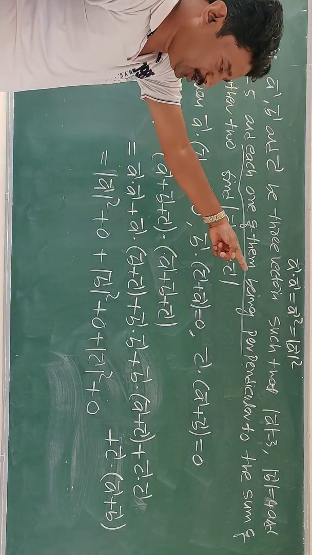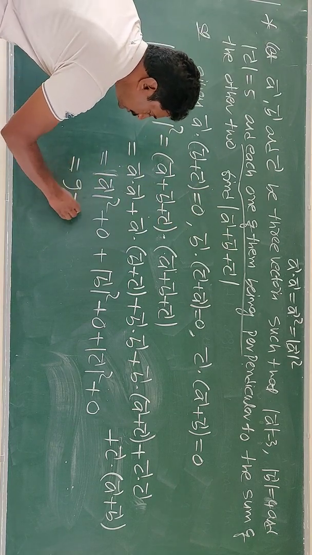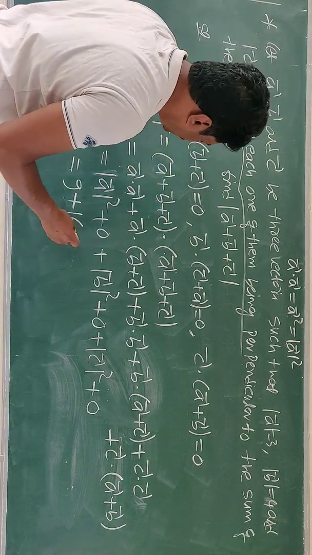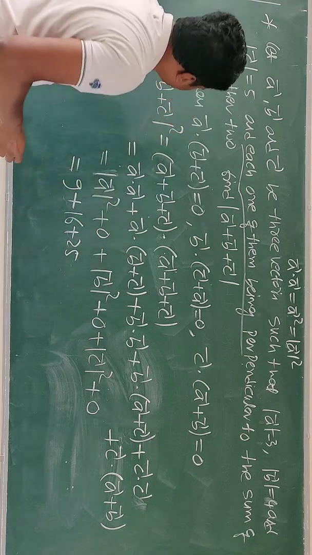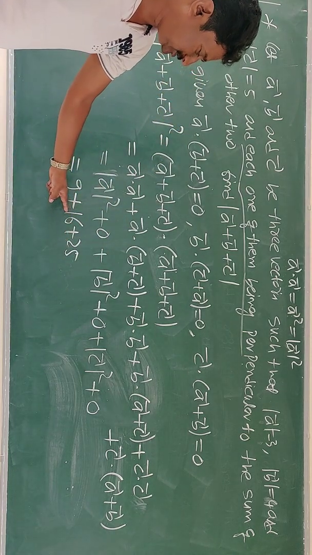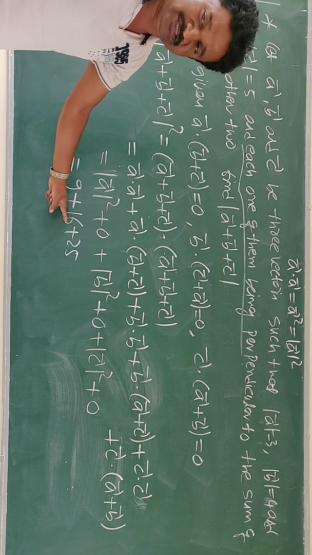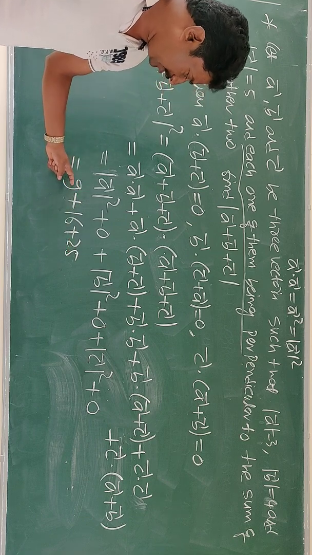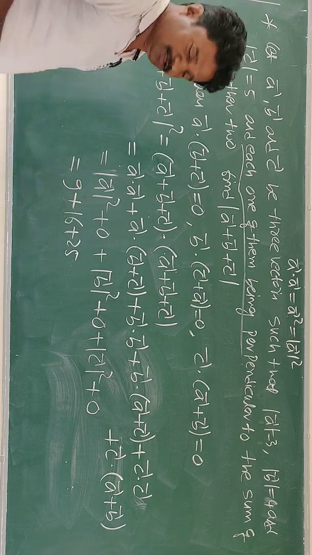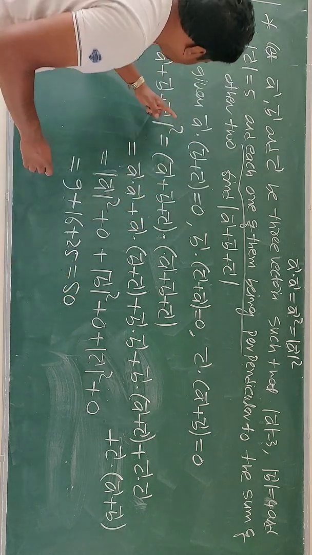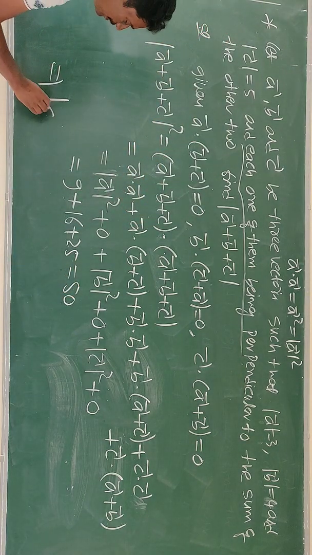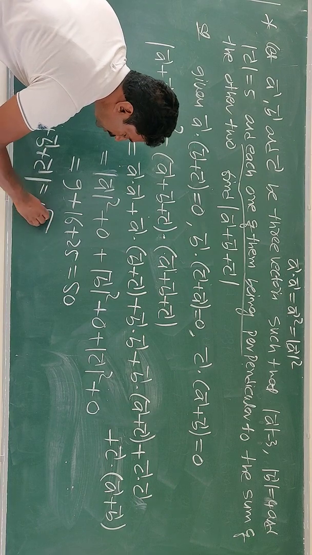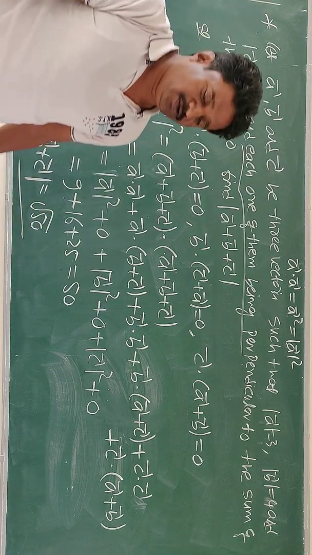Substitute. How much is length of A? 3. 3 square 9 plus length of B 4. 4 square 16. Length of C 5. 5 square 25. 9 plus 16 plus 25 is 50. Take that square root on the right side. That implies magnitude of A plus B plus C is equal to root 50.